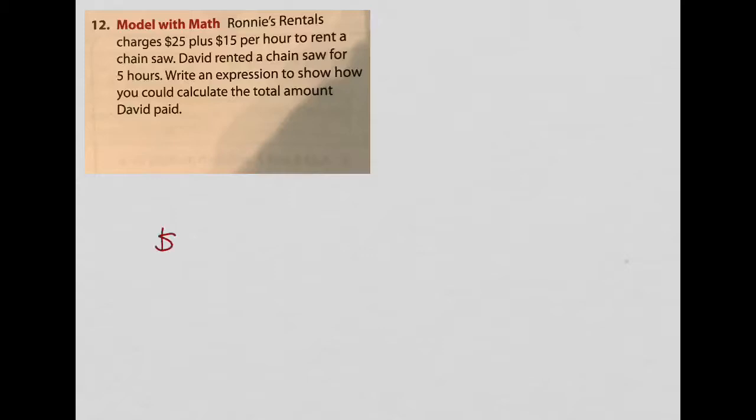So there's a $25 flat fee to rent the chainsaw, and then he has $15 an hour, and he did it for 5 hours. So $15 times 5 would give me the total amount that he paid for those 5 hours. So I would want to solve that first to get the total amount per those hours.